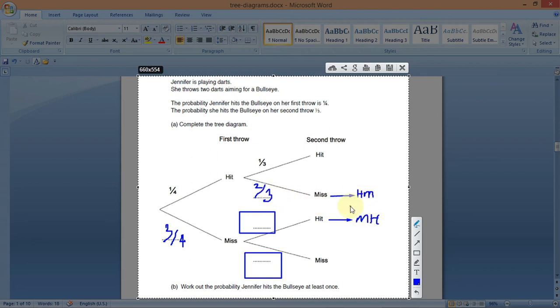Now, let me just go for probability HM because I can find that already. So probability HM will just be the probability that's 1/4 times 2/3. So let me confirm that. So 1/4 times 2/3. Guys, I'm lazy. I'm supposed to do this. This multiplication is just easy. Don't mind me, guys.